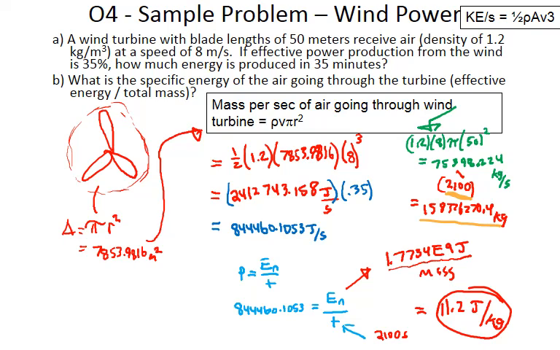So if we take the total effective energy, which we got here, and divide it by the total amount of mass, we'll get that. You could have done it for 1 second as well, and that would have been fine. And so, yeah, this one's a good practice to be able to see how these all interconnect here.